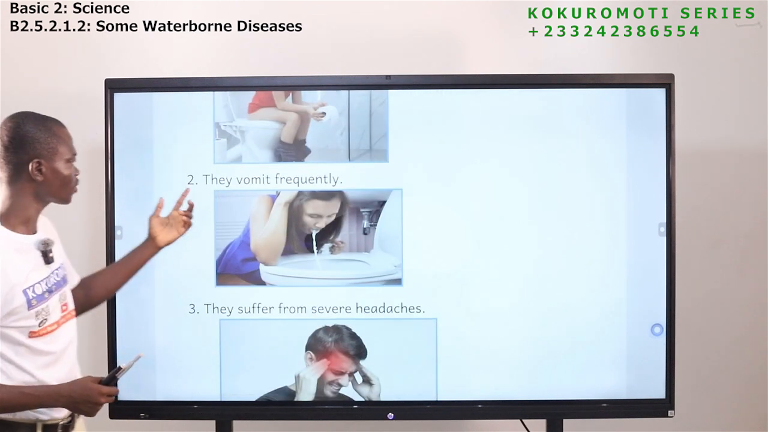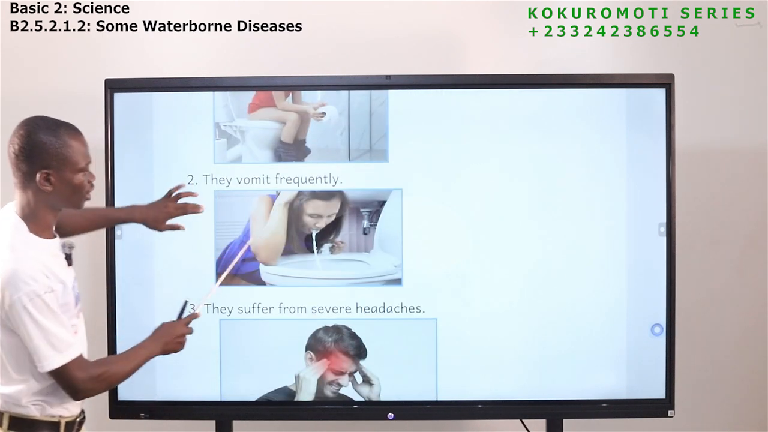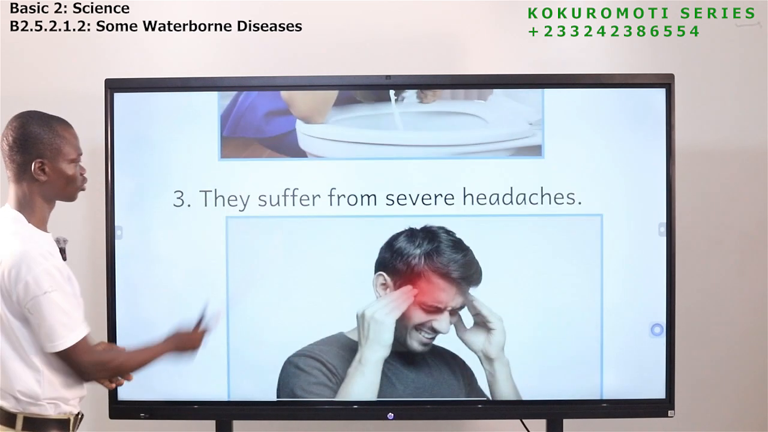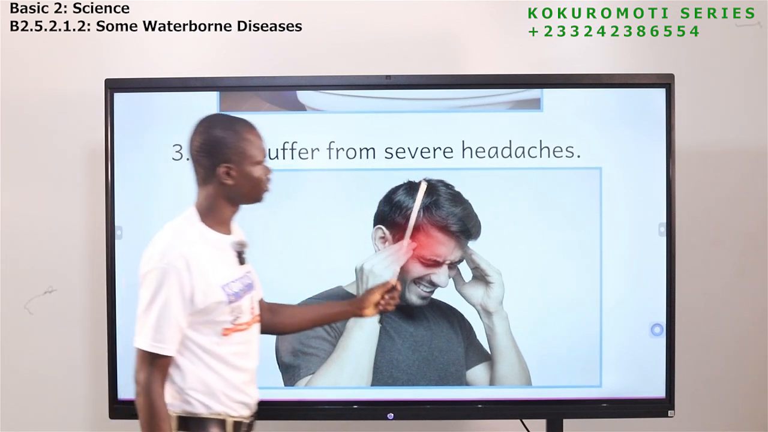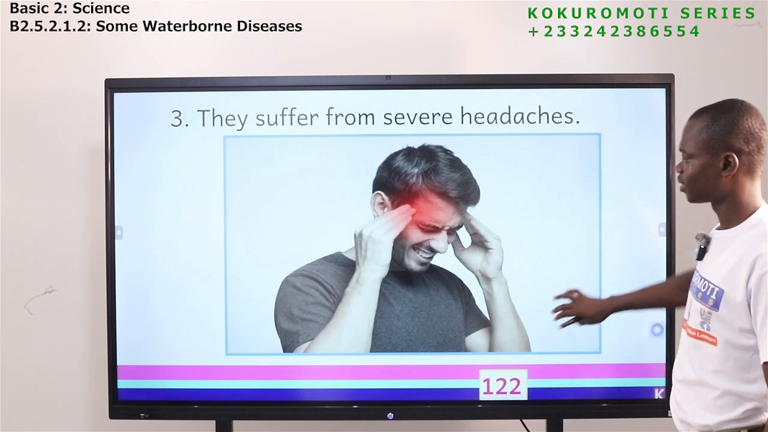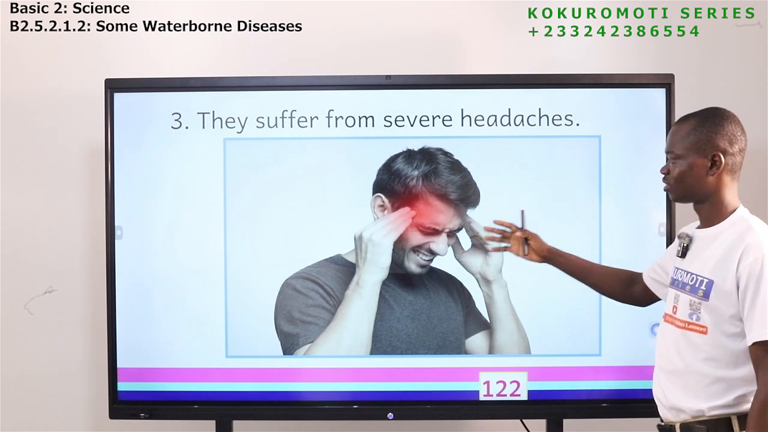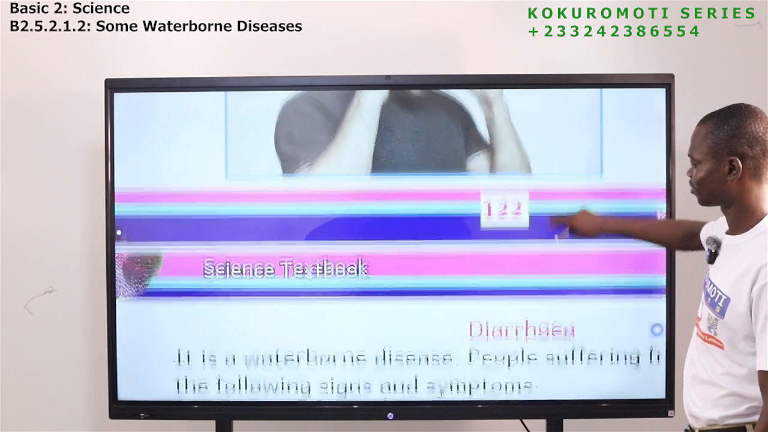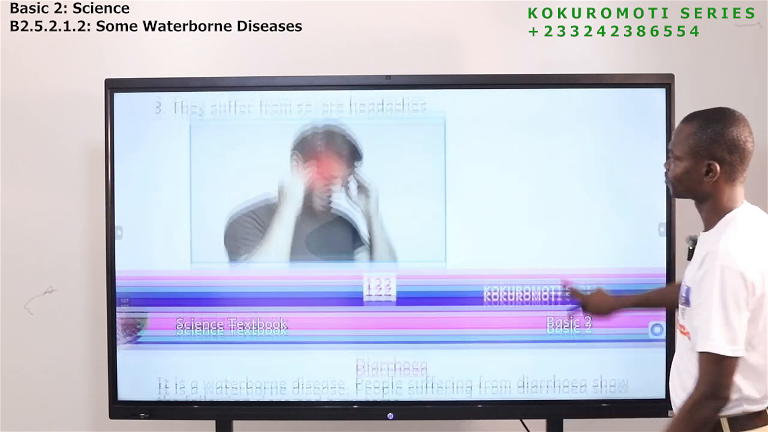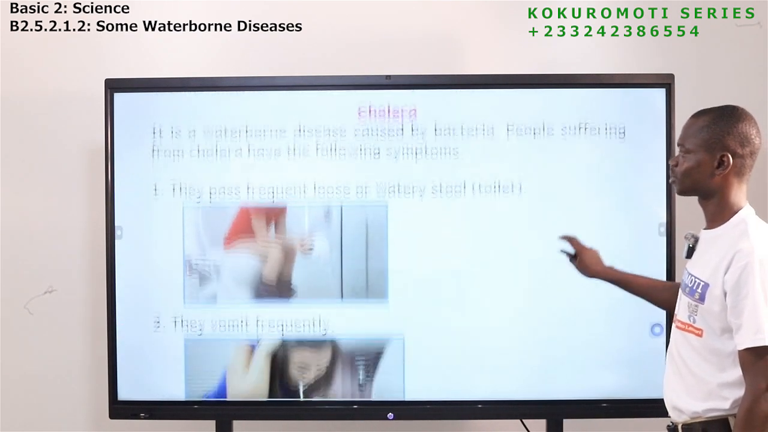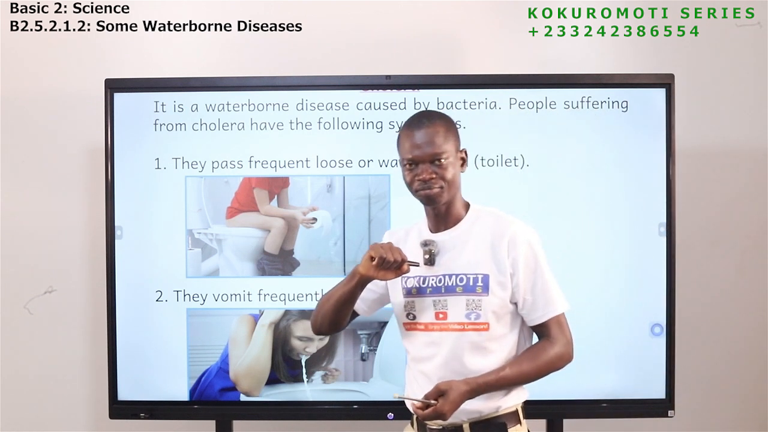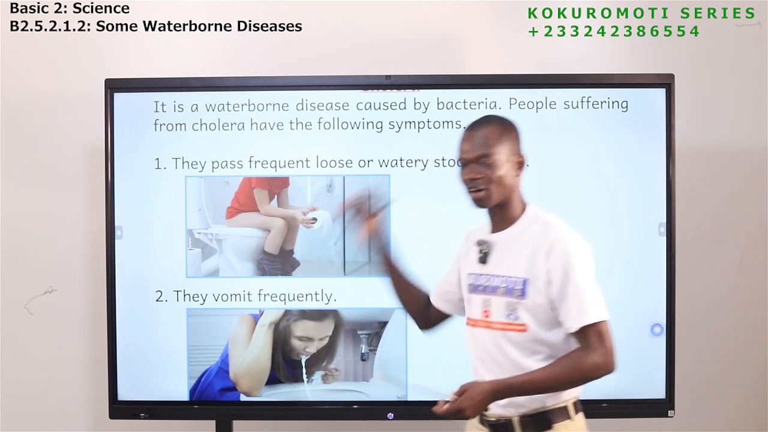The next one, they vomit frequently. So if you look at this madam, you can tell what she's doing. Okay. The next one is that they suffer from severe headaches. So they will have severe headache. If you look at the man, you can see that the man is suffering. So these are three signs or symptoms of what? Cholera. If you drink contaminated water and you get cholera, these are the things that will happen to you.